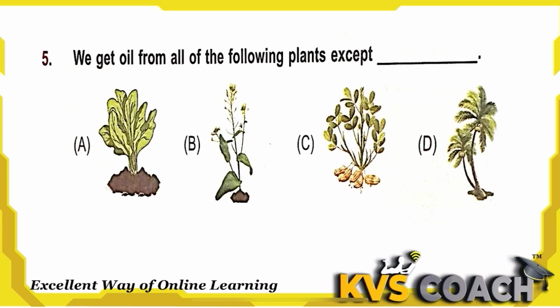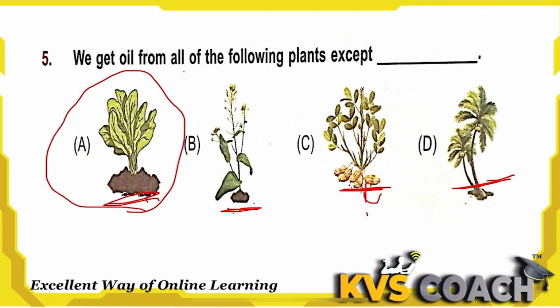Next question is, we get oil from all the following plants except. This is spinach. We cannot get oil from it. This is mustard plant and from mustard plant we get mustard oil. Next one is groundnut plant and we get groundnut oil from this plant. And next one is coconut tree and from this tree we get coconut oil. It means this is the only plant from which we cannot get oil. This is spinach. Option A is the right answer.